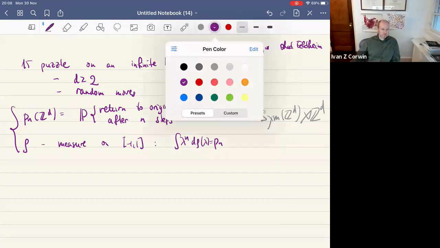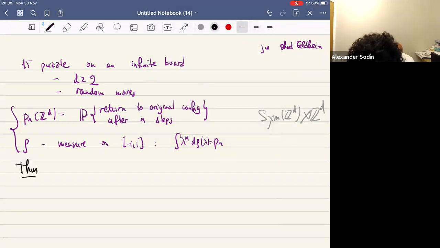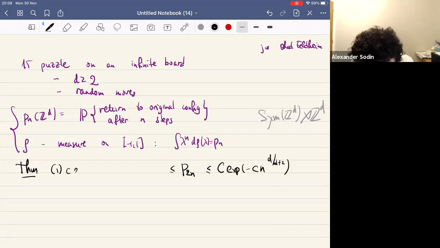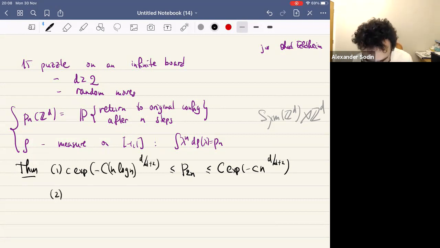Okay. So now the main theorem has 2 parts which are equivalent to one another. One is, it's easy to see that these P_n are 0 if n is odd. So we'll only focus on the even ones, and we have a 2-sided upper bound. The lower bound is the same up to a log. And the second part is a bound on the tails of the measure rho.